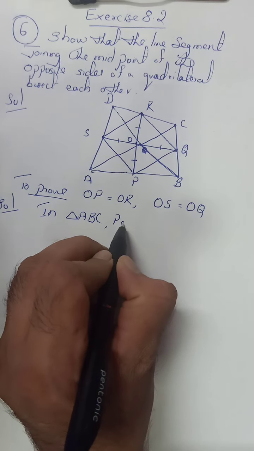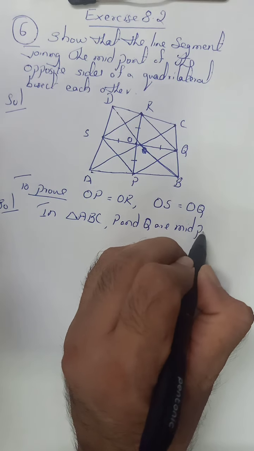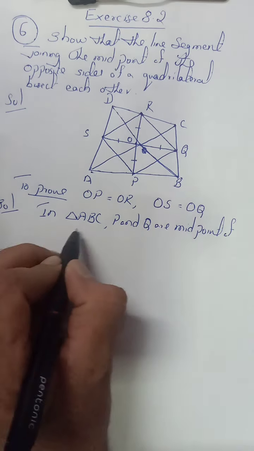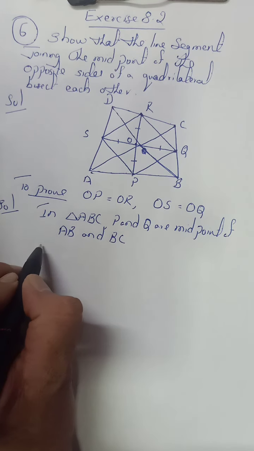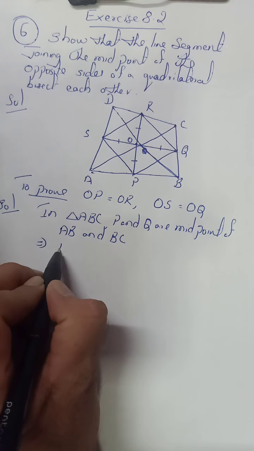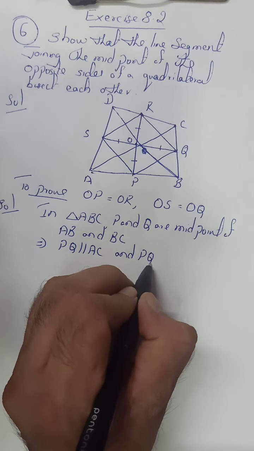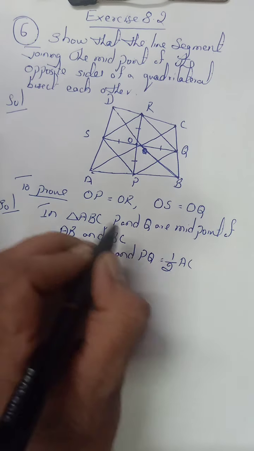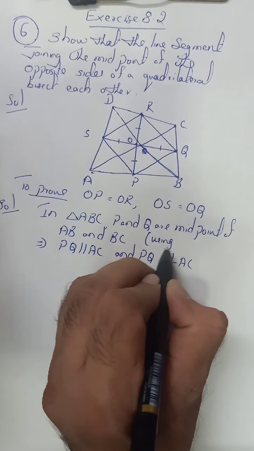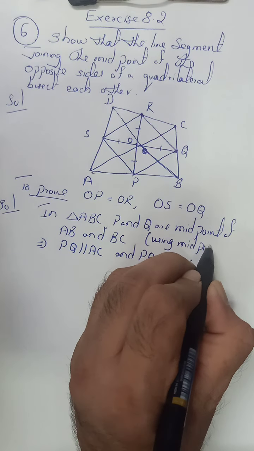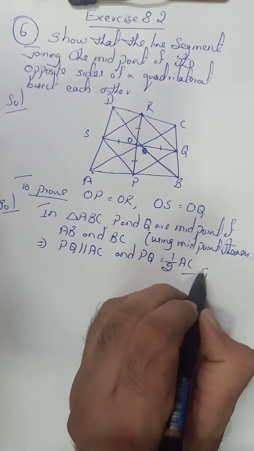In this triangle, P and Q are midpoints of AB and BC. तो इसका मतलब हो गया, using midpoint theorem, PQ is parallel to AC and PQ is half of AC. ठीक है? Midpoint theorem. I'll write here using midpoint theorem. जैसे पिछले क्वेश्चन में हमने किया हुआ है. Clear? So you mark this as 1.